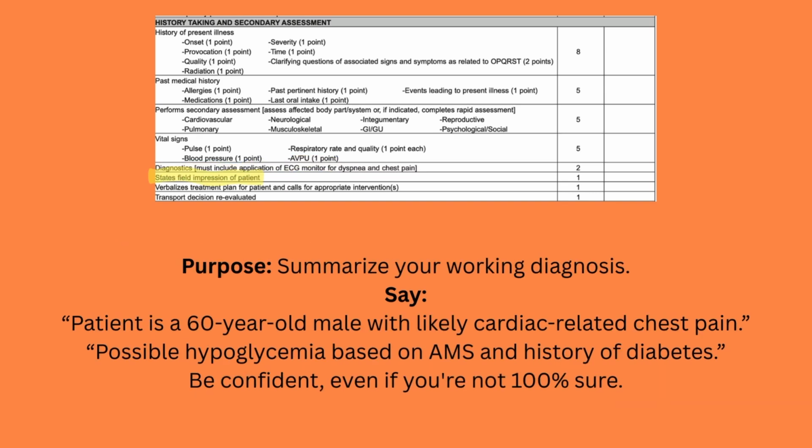Here you can state your field impression of the patient. So summarize your diagnosis. Example, the patient is a 60-year-old male with likely cardiac-related chest pain. Possible hypoglycemia based on altered mental status and history of diabetes. Be confident even if you're not 100% sure.